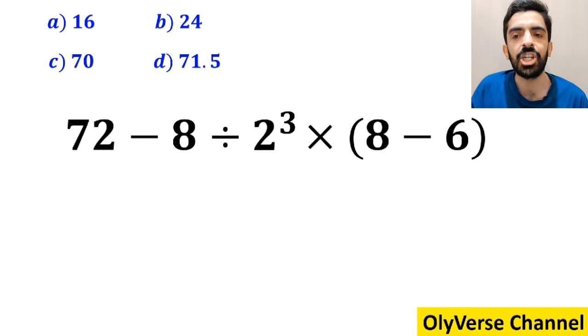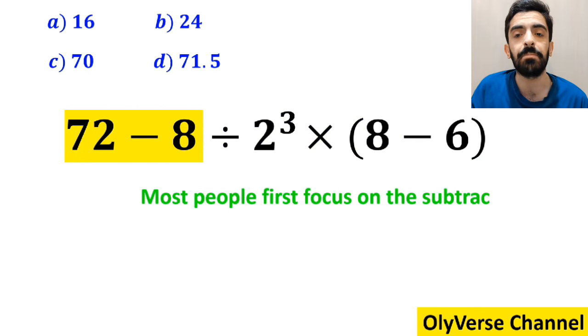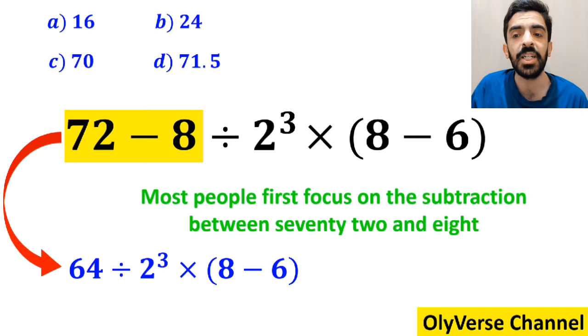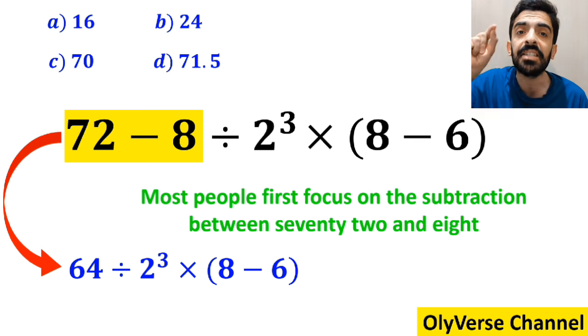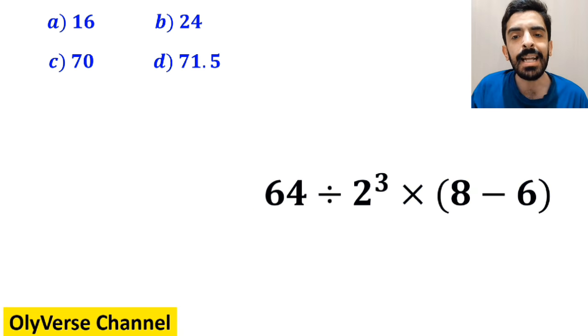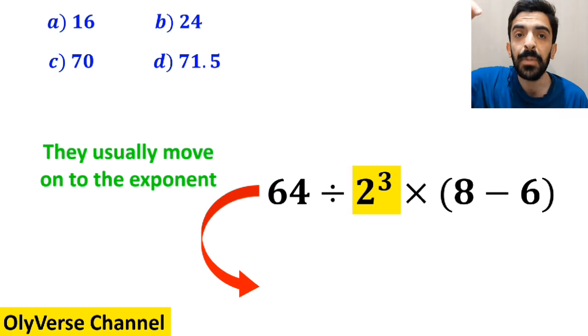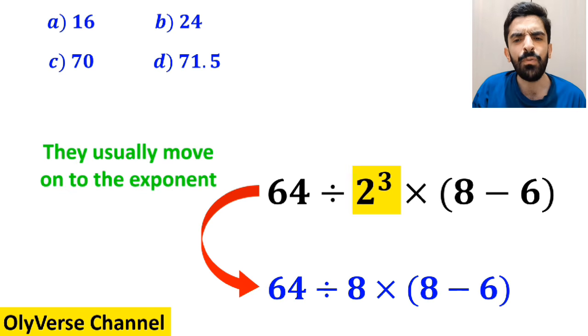To solve this question, most people first focus on the subtraction between 72 and 8, and they rewrite the whole expression as 64 divided by 2 cubed times 8 minus 6 inside the parentheses. And the next step, they usually move on to the exponent and rewrite this expression in the simplified form below. 64 divided by 8, then times 8 minus 6 inside the parentheses.